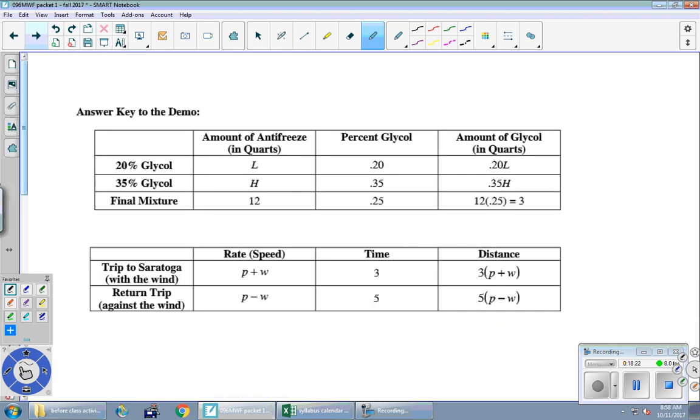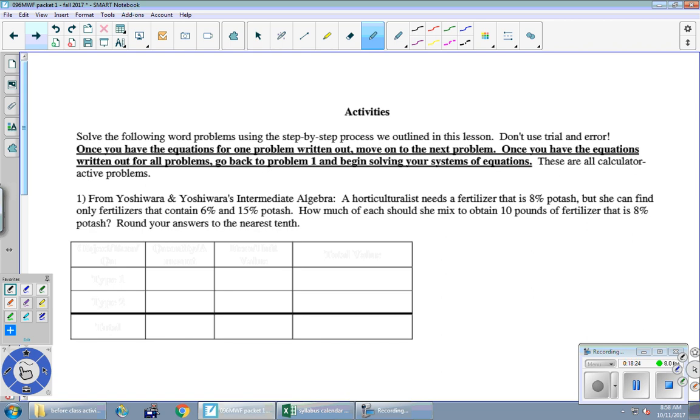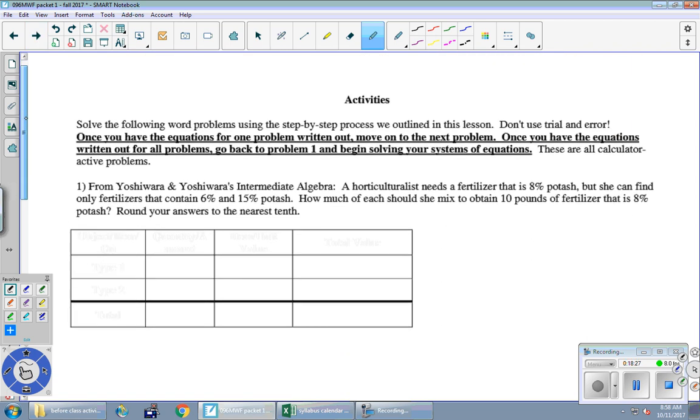Okay, so let's move on to the activities. Same directions as the other day. I don't want you to solve them first. I want you to fill in all the table, column headings, row headings, all that stuff. Define some variables, write 2 equations. Once you have 2 equations written down for problem number 1, move on to problem number 2 and write 2 equations. Once you've got 2 equations written for all 5 problems, then go back and start practicing solving them, substitution or elimination.